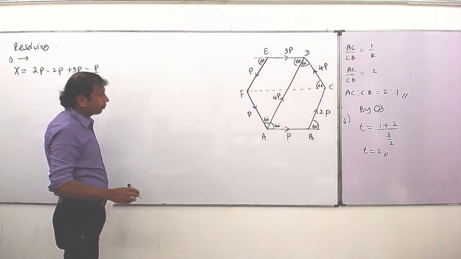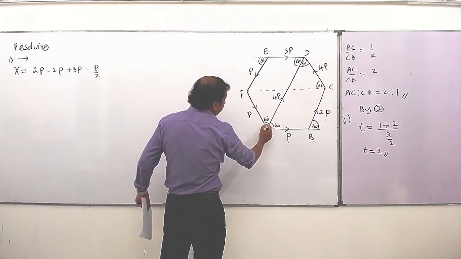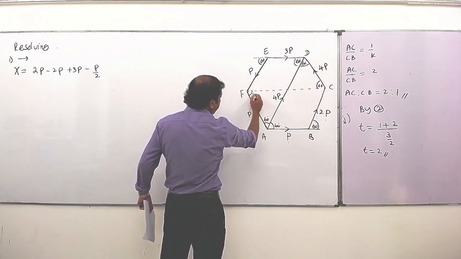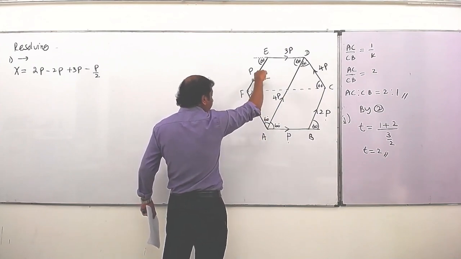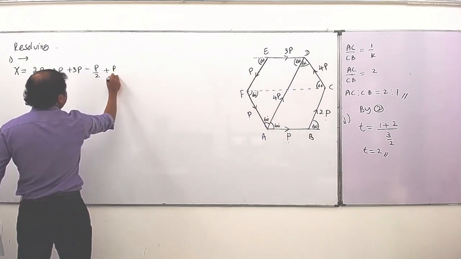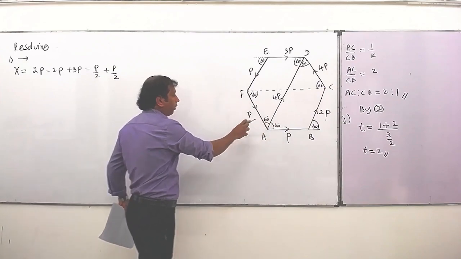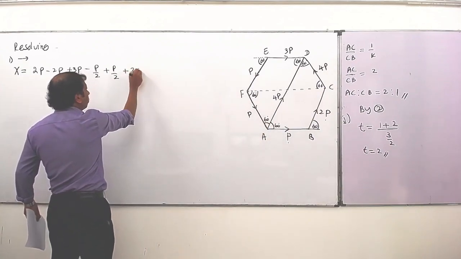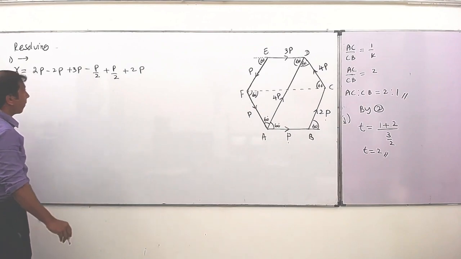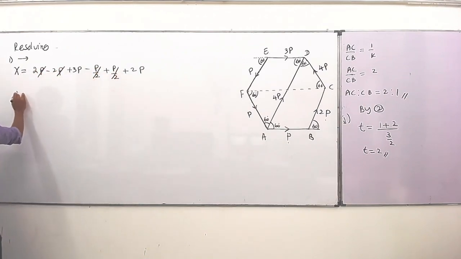Next one. Here. This one, 60. Another P cos 60 rightward. P by 2. And by this 4P cos 60. 4P cos 60 means 2P. This and this we can cancel down. This and this we can cancel down. We get X as 5P.